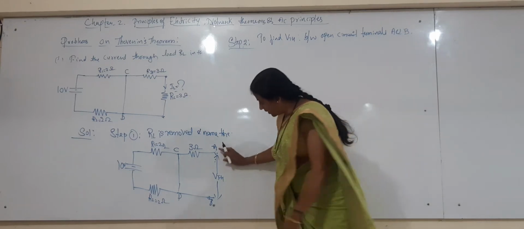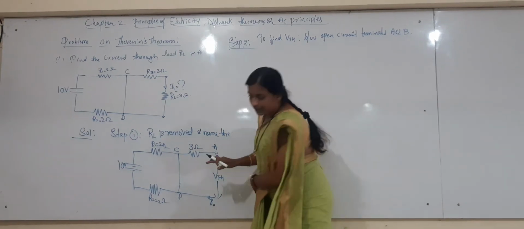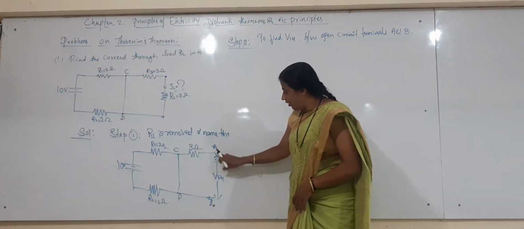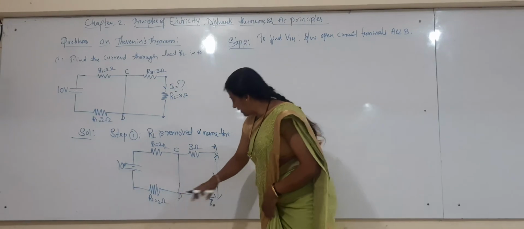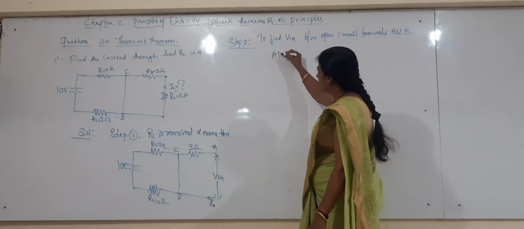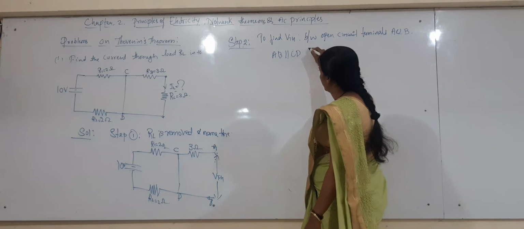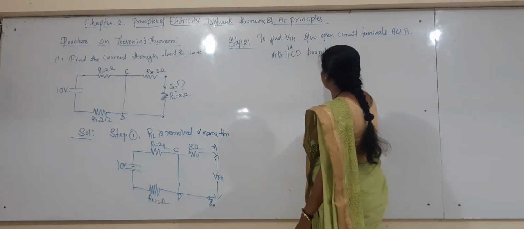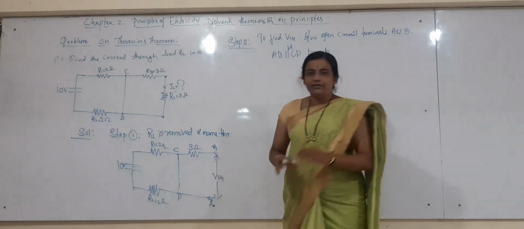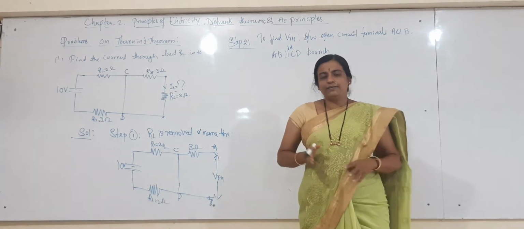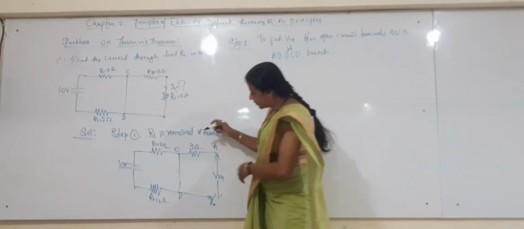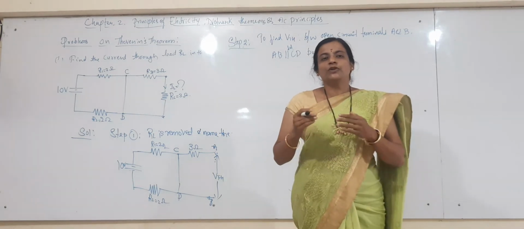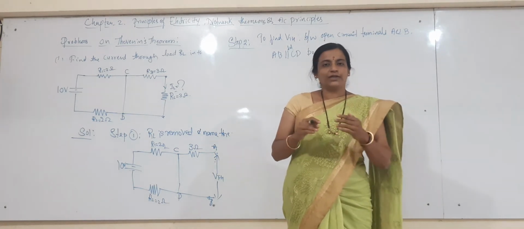We are going to find the open circuit voltage VTH. How is it going to be determined? This AB branch is in parallel with the CD branch. These are the two branches, and both the AB branch and CD branch are parallel. So it is sufficient to find what happens in the parallel combination. In parallel branches, the voltage always remains the same.